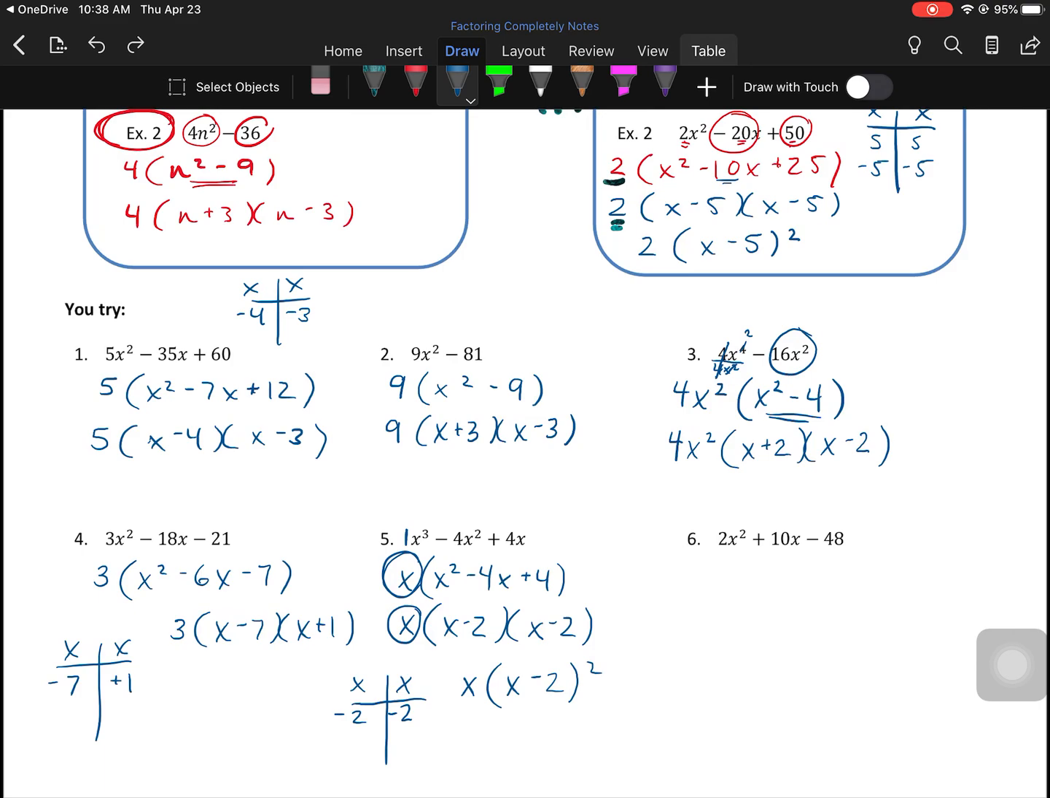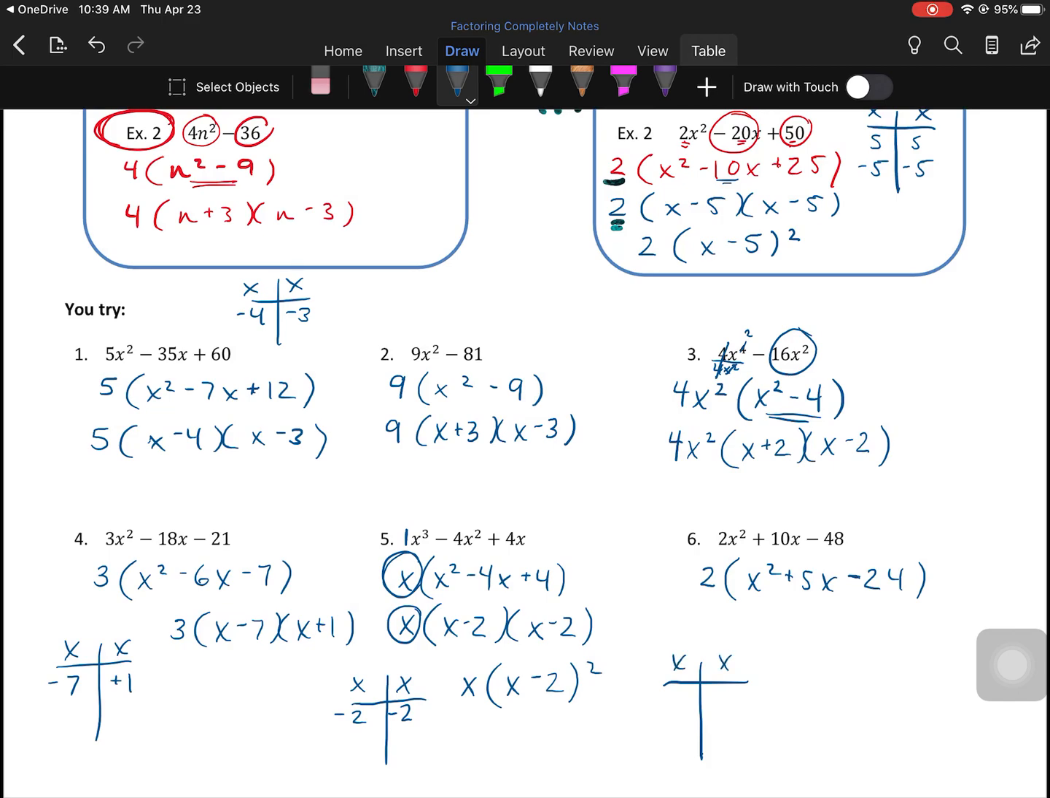Now for the last one, let's see, it's a trinomial. I take out my GCF. It looks like they're each divisible by 2, so I take out a 2x. I get x squared plus 5x minus 24. And then we need to factor that out. Let's see, factors of 24 that add to 5. They have to be opposite signs because this is a minus.